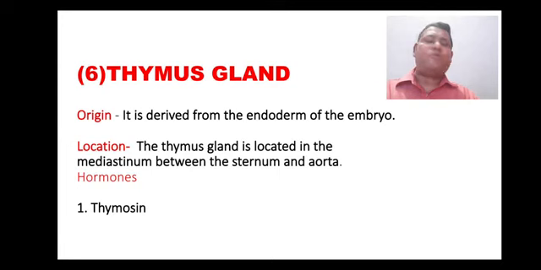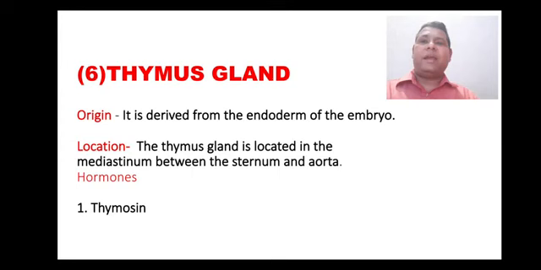It is a soft, bilobed mass of lymphoid tissue. It is a prominent gland at the time of birth, but gradually atrophies in the adult.